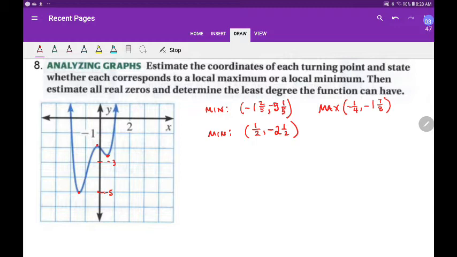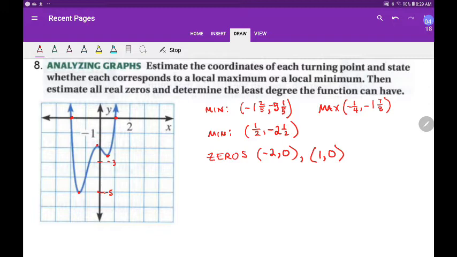Estimate all real zeros. Well, that sure looks like a negative 2 to me. So I would say I'd get a negative 2, 0. There's one of my zeros. And that looks like 1 to me. I'd also say that I have a 0 at 1. And of course the y is a 0. That's why we call it a 0. It's hitting the x-axis somewhere where y is 0, because it's on the x-axis.